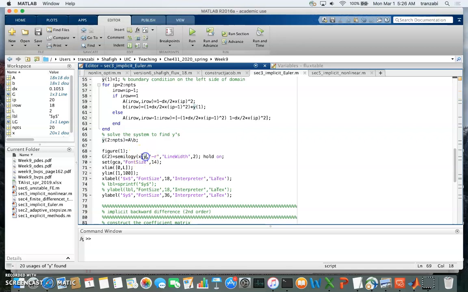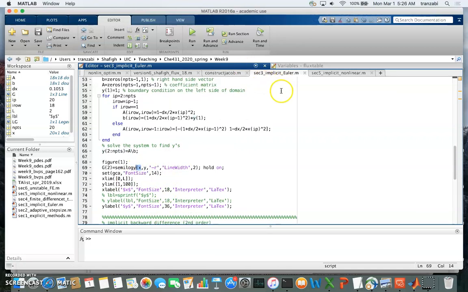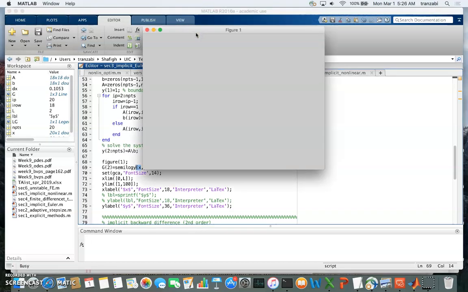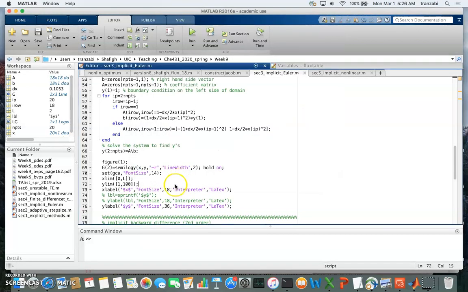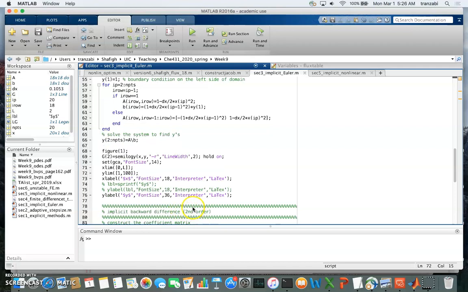So we're going to plot y against x with red color. And if I run the code, Adams-Moulton is the red line, and the blue line is backward Euler, which we're going to talk about in a minute. And the black line is backward difference, second order, which is right here. We're going to talk about it in the next few minutes. Okay, so this was Adams-Moulton, that's an implicit method of second order.